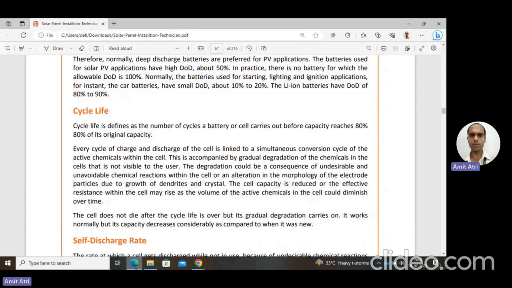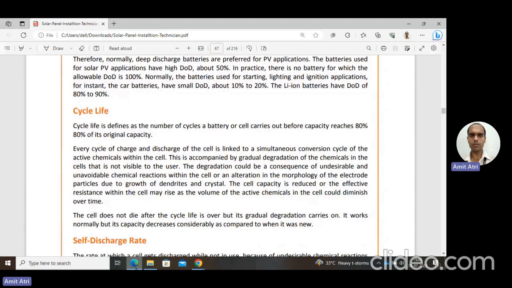Every cycle of charge and discharge of the cell is linked to a simultaneous conversion cycle of the active chemicals within the cell. This is accompanied by gradual degradation of the chemicals in the cell that is not visible to the user. Of course, we won't be able to see it.